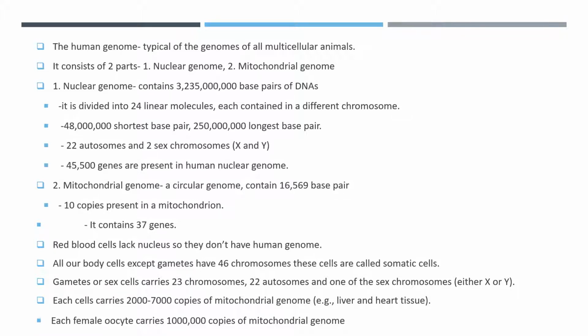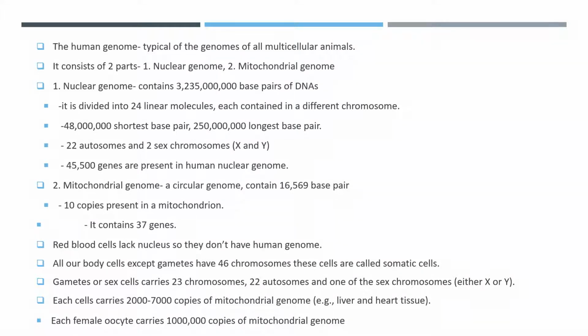The shortest is 48 million base pairs and the longest is 250 million base pairs, with 22 autosomes and 2 sex chromosomes, X and Y. 45,500 genes are present in the human nuclear genome. Second, the mitochondrial genome, a circular genome containing 16,569 base pairs, with 10 copies present in a mitochondrion. It contains 37 genes. Red blood cells lack a nucleus, so they don't have the human genome.